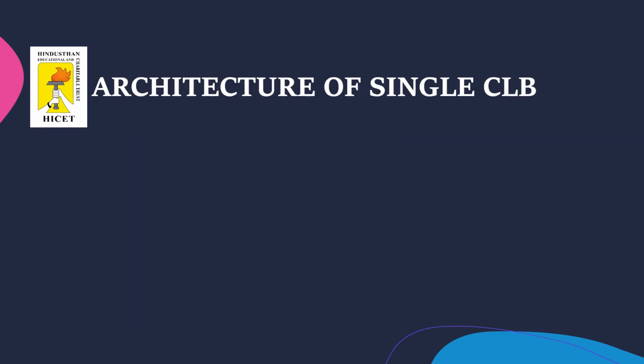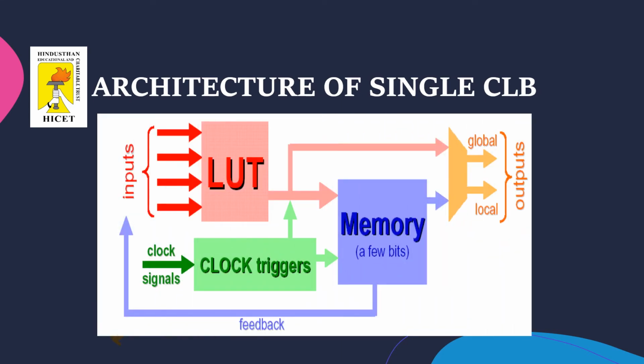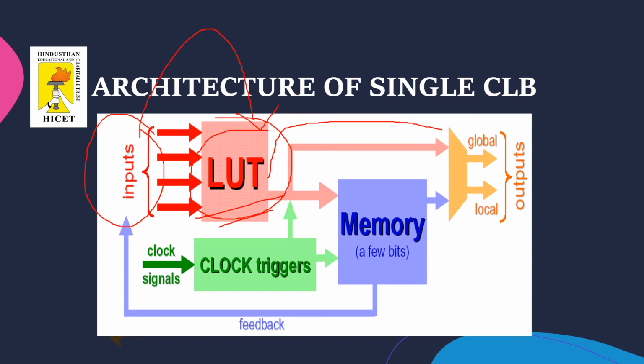Next is the architecture of a single CLB. So what is present inside the single CLB? You could see this single configurable logic block will contain a lookup table. The main purpose of this lookup table is to hold the inputs. So all the inputs are provided to the lookup table. From the lookup table, the signals are provided for the global level and the inputs are directed towards the memory.